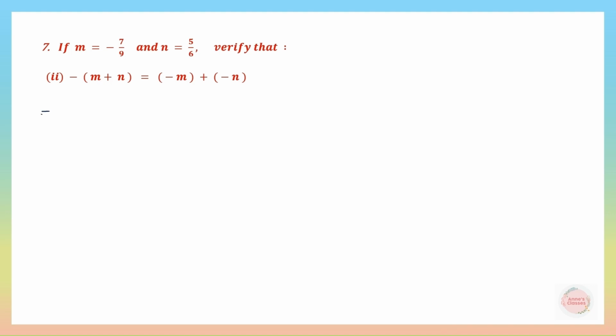So this will be minus, in brackets we have m, which is minus 7 by 9, plus n, which is 5 by 6. So this is what we have on the left hand side, and the statement says that this is equal to what is on the right hand side. So what do we have on the right hand side? Minus m. Minus m means minus of m, and m is already minus 7 by 9. That is minus 7 by 9 plus minus n. And how much is that? Minus n is 5 by 6.